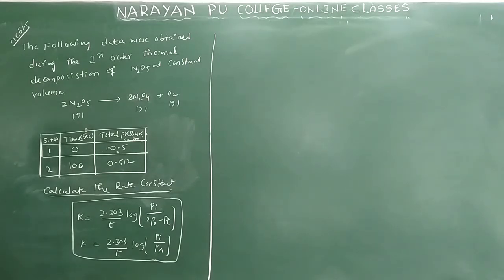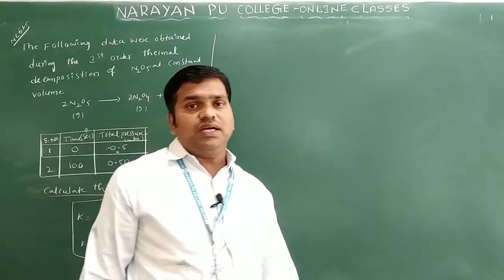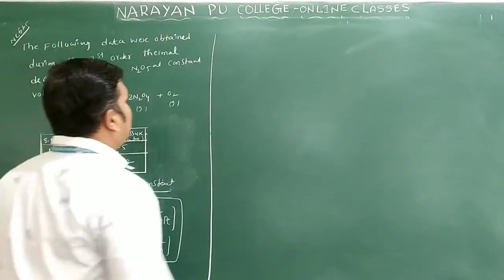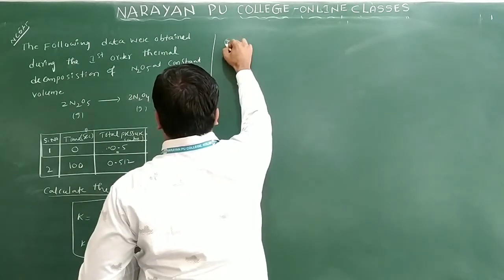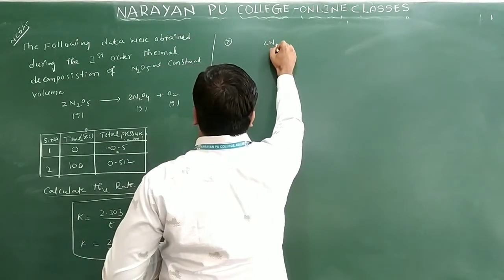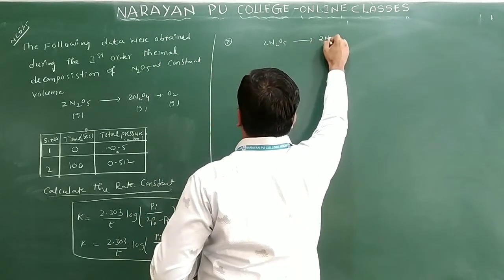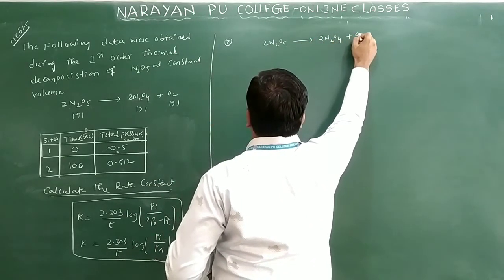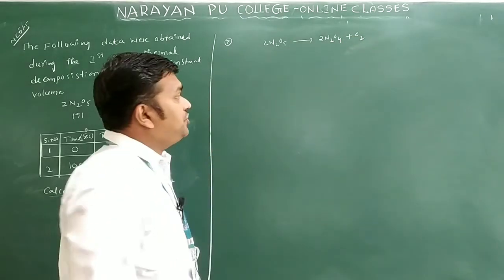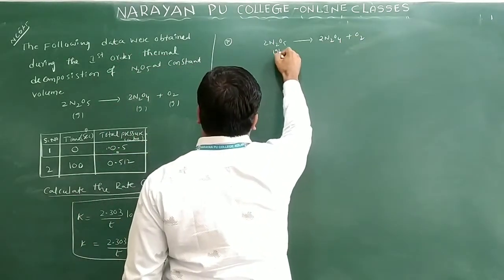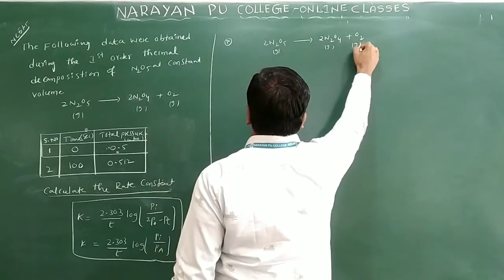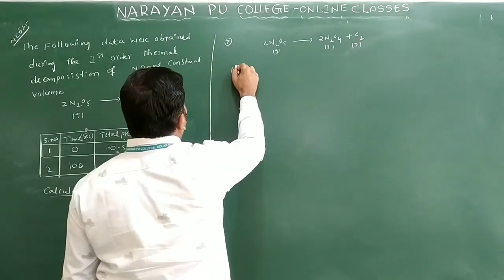From this, we have to find out the rate constant K of the reaction. Let us take the equation we have. I am writing the answer here: 2N2O5 gives rise to 2N2O4 plus O2. This is the chemical equation. They have given that all are gases.